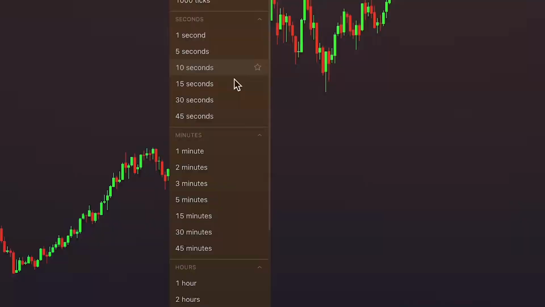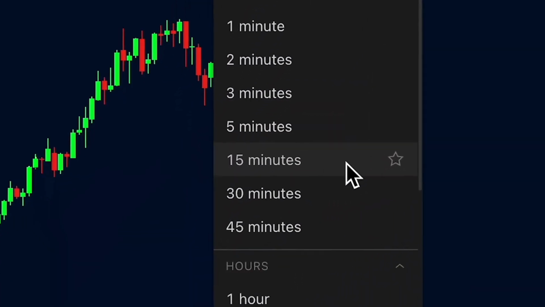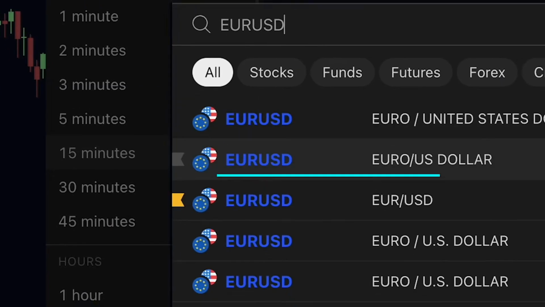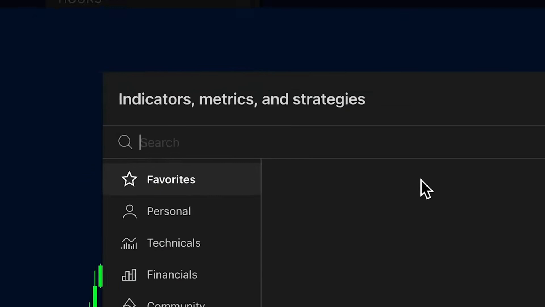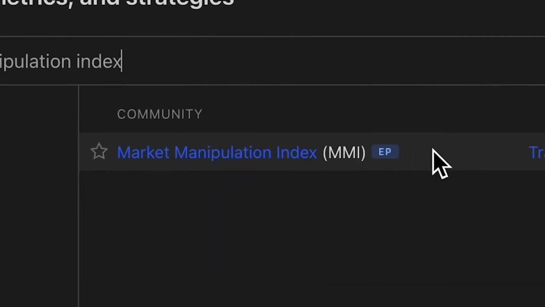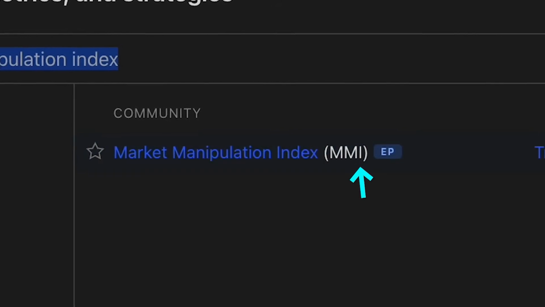Let's get into it. First, head over to TradingView and pull up any market you want. I'm using the 15-minute time frame on the euro-dollar, but this works on any chart, any time frame. Then click on Indicators and type in Market Manipulation Index. You're looking for the one that shows MMI, or Composite Manipulation Index.